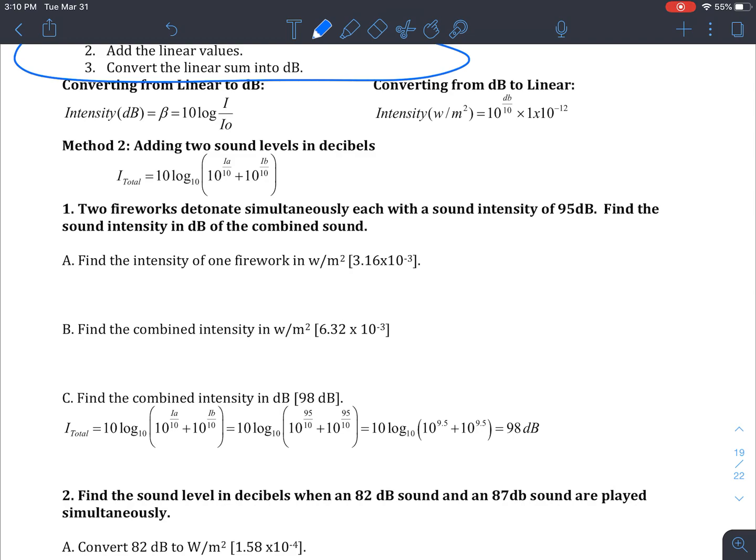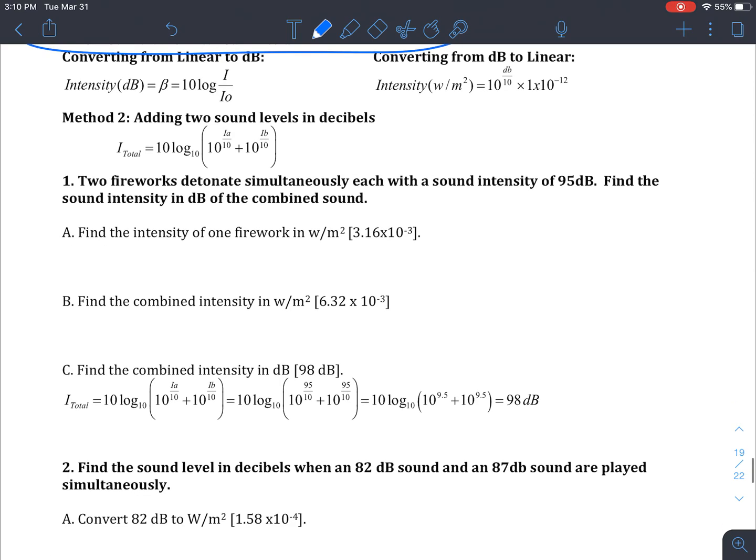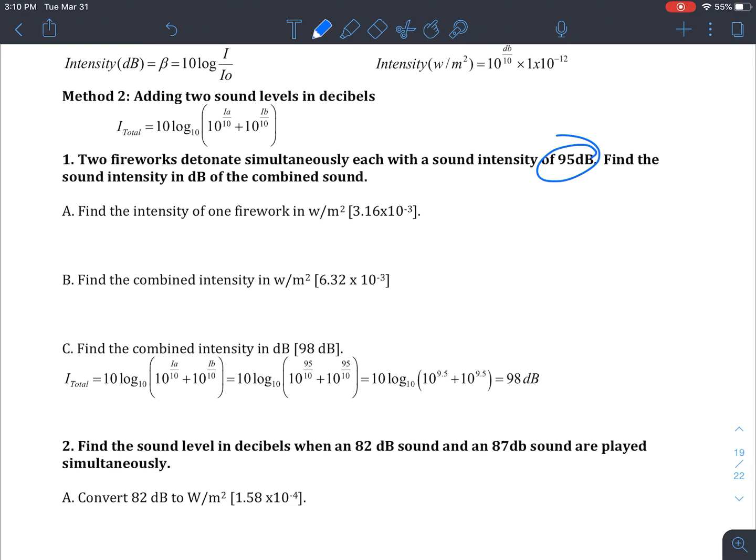So here, number one, we have two fireworks. They're going to go off at the same time. They each have a loudness of 95 decibels, and the overall answer is to combine them both. So just to find the intensity of one firework, we're converting 95 decibels to watts per meter squared. Sorry. So again, that's going to be in that exponential or exponent notation.